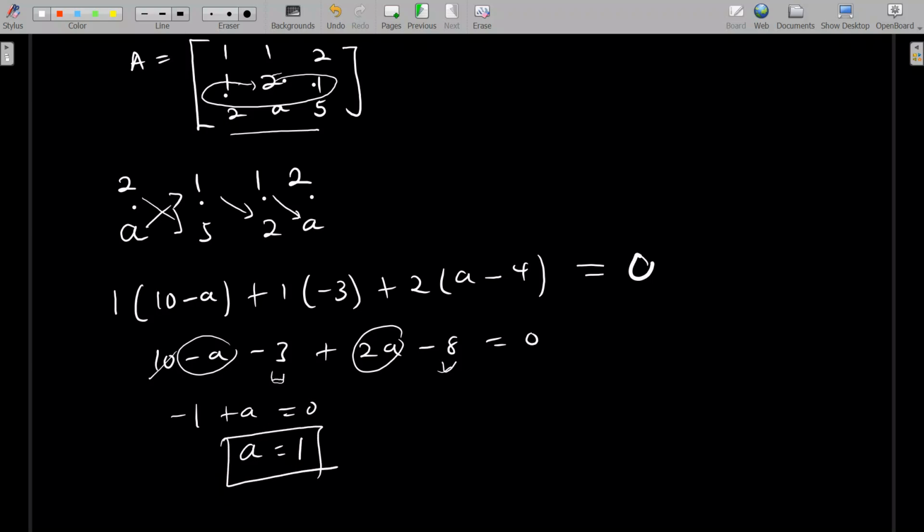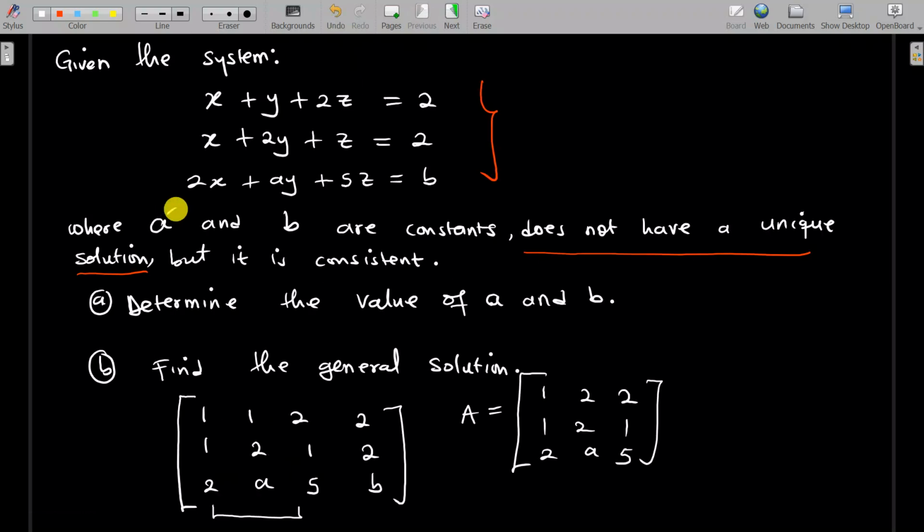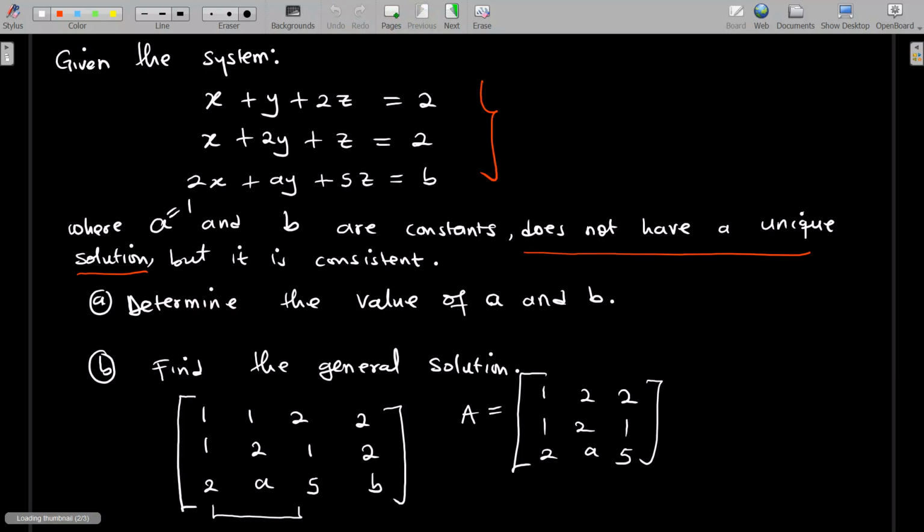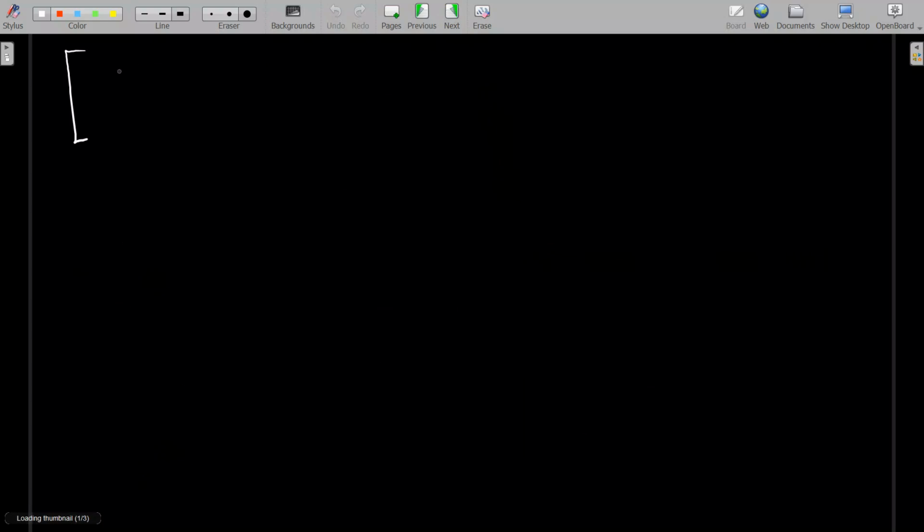Now a is 1, and we are supposed to find a and b. To find b, I just have to put a back in place in the augmented matrix which I wrote. I'm going to write this matrix again, and in that case I'm going to include a. So 1 1 2 2, 1 2 1, 2 2 1, because a is 1, then b. And this system is consistent. I know it has no unique solution, so obviously it has infinitely many solutions.